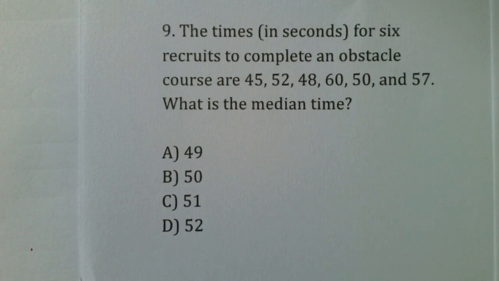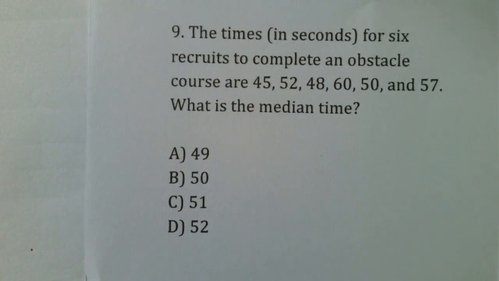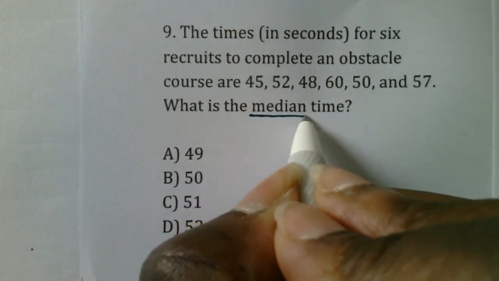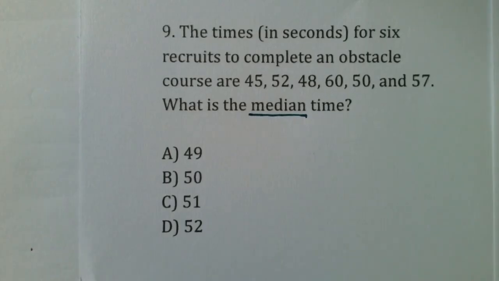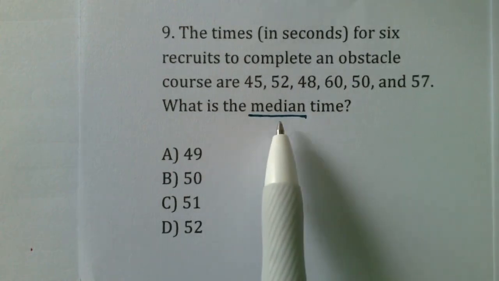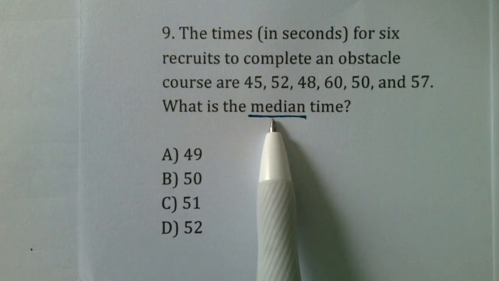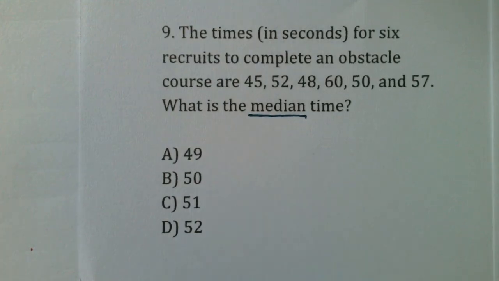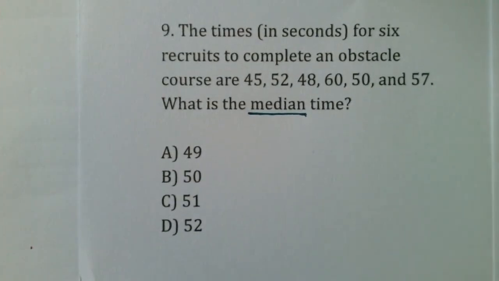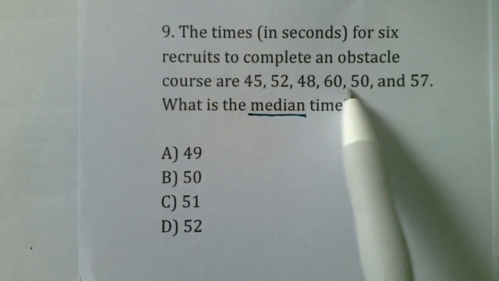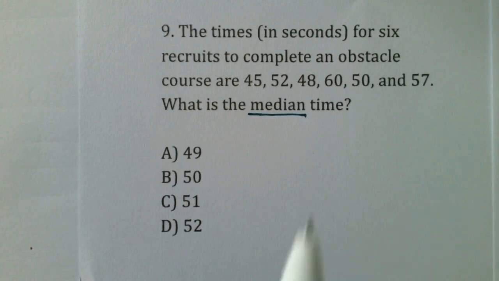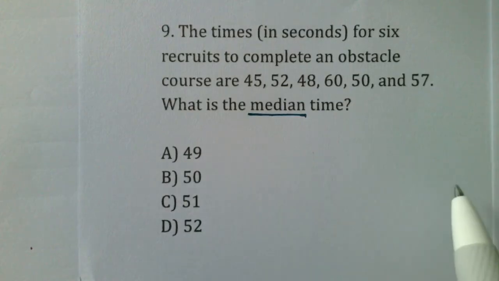All right, so let's take a look. The key part is we need the median time. Since we're looking for the median, we need to know what the median is, and this is what a lot of people screw up on. They always confuse the median and the mean. If we're looking for the median, we're looking for the middle term of all this data. So that means we need to put our numbers in order from least to greatest.